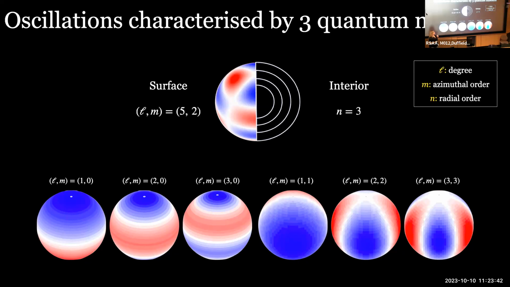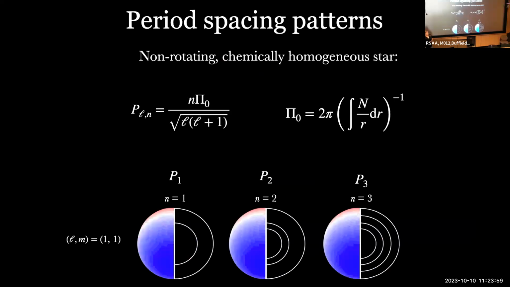Okay. On top of that, we have the interior nodes. So that's the radial order of the oscillations. That's just the number of radial nodes that we have inside of the star associated with the given oscillation. Now, I want you to know this because gravity modes have a certain property, and that is that they're roughly equally spaced in period and form what we call a period spacing pattern.